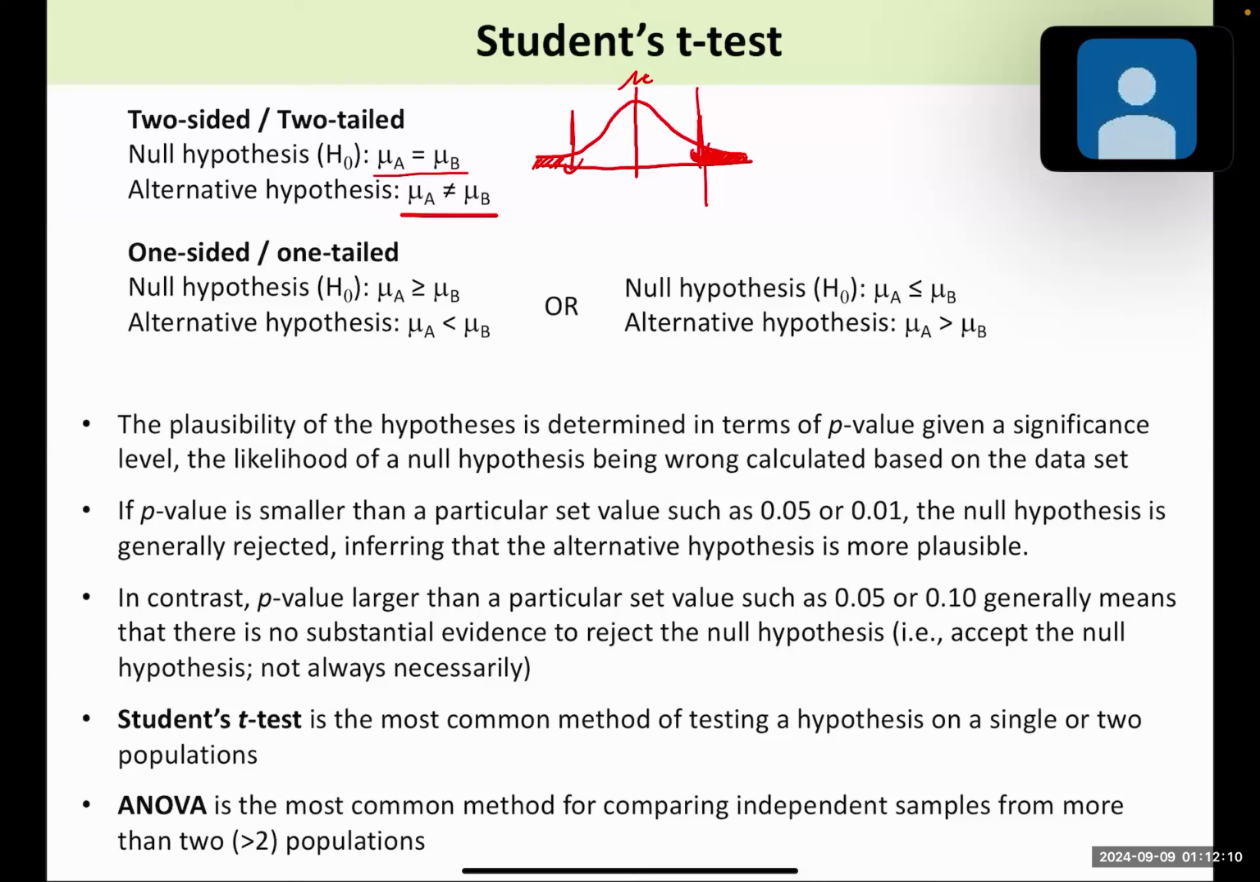But the one-sided or one-tailed student's t-test, you need to choose the side, right? You need to choose whether you need to make an assumption. So when you make a hypothesis, you need to choose whether you make a hypothesis of the upper side or the lower side.